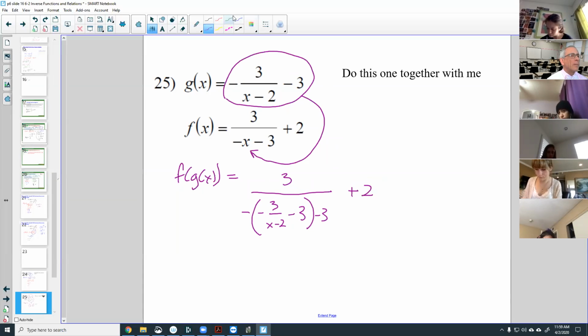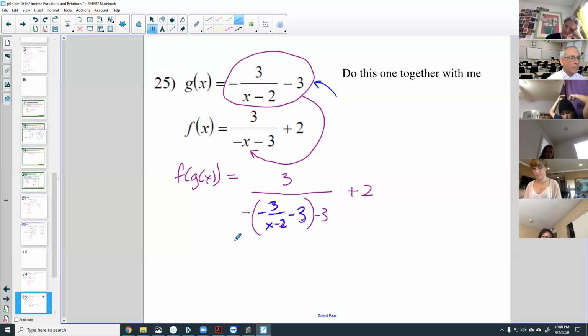So you know what? Let's try and change this a little bit. So negative 3 over x minus 2 minus 3, that is my g of x right here. And I substituted that in for that negative x. Looking kind of ugly, yeah? Yeah, okay, but everybody sees what I did, yes?